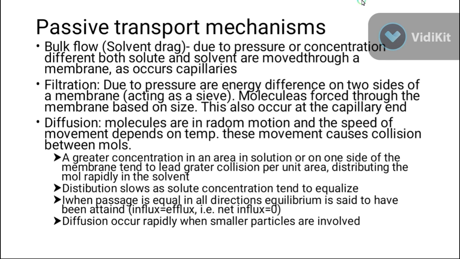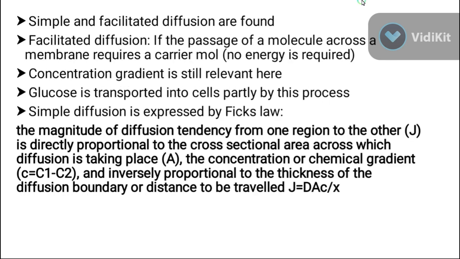Diffusion occurs rapidly when smaller particles are involved. Simple and facilitated diffusion are found. Facilitated diffusion: if the passage of a molecule across a membrane requires a carrier molecule, no energy is required. Concentration gradient is still relevant here. Glucose is transported into cells partly by this process.